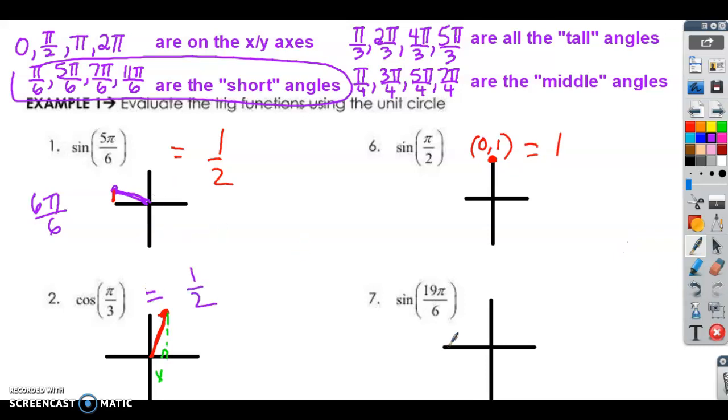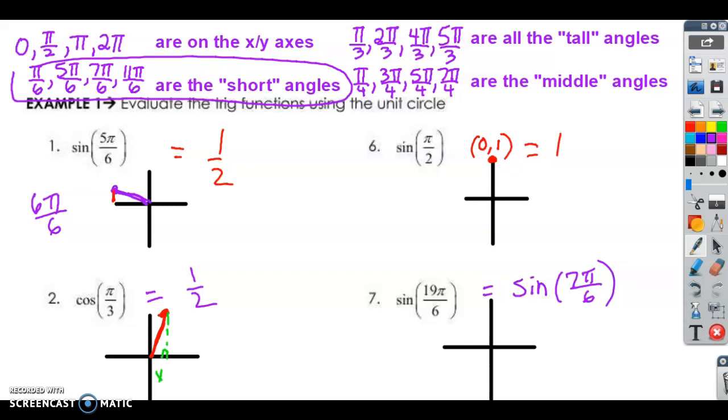Now 19 pi over 6, well, if I go around the entire circle, that's 12 pi over 6, right? So if I subtract 12 pi over 6 from 19 pi over 6 first, I get the sine of 7 pi over 6. Okay, so now that's just asking what's the sine of 7 pi over 6?